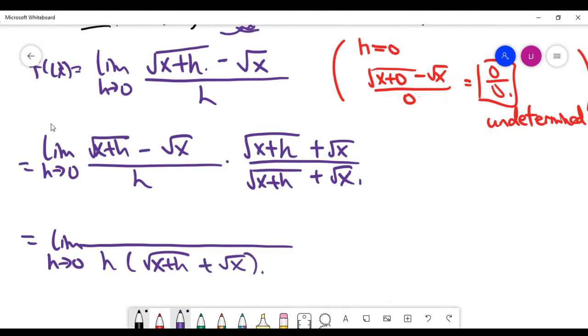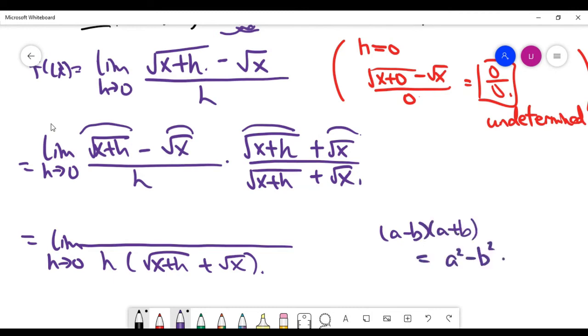How about the top? You see the top? It's really like a minus b times a plus b, right? And for a minus b times a plus b, there's a famous identity about it. It's a squared minus b squared. So we can apply this algebraic identity to the top. The first term is a squared, and the a is the square root of x plus h. And the second term is b squared, and b is the square root of x.